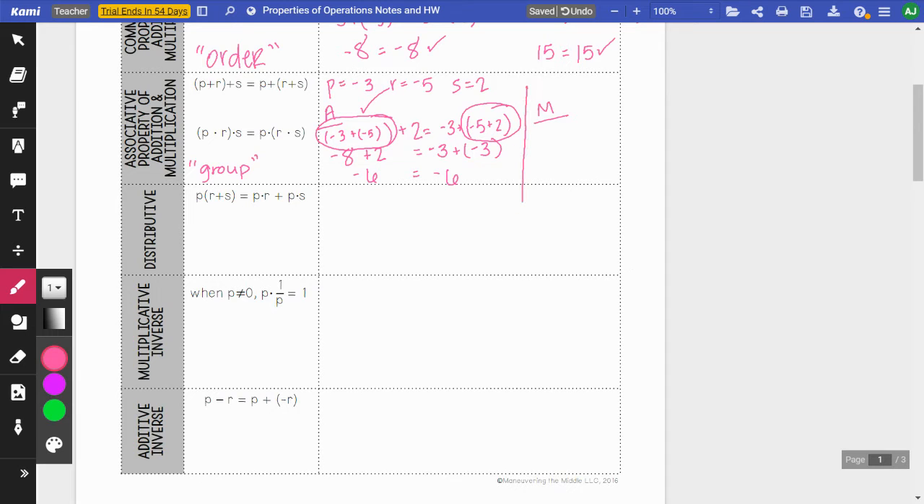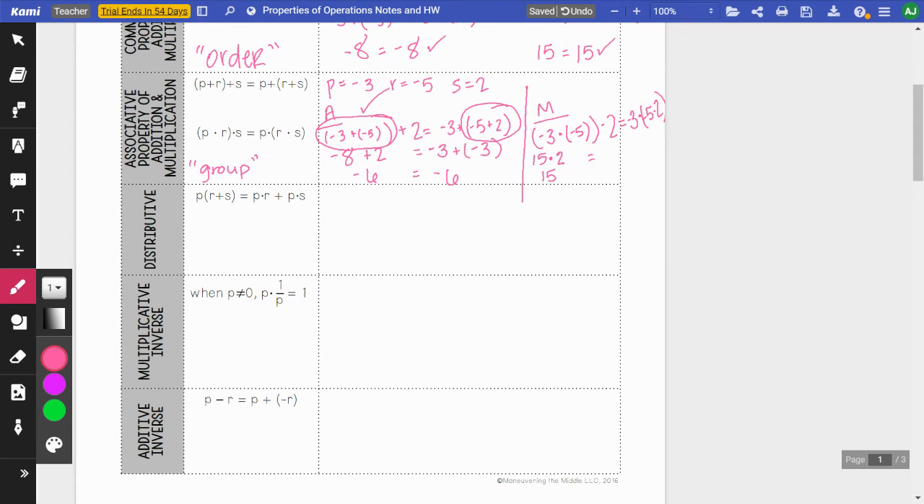Let's look at it for multiplication. We're still going to be using negative 3, negative 5, and positive 2. So I have negative 3 times negative 5 times 2, and I'm going to set that equal to negative 3 times, I'm running out of room, negative 5 times 2. A negative times a negative is a positive, so I have positive 15 times 2, which is 30.